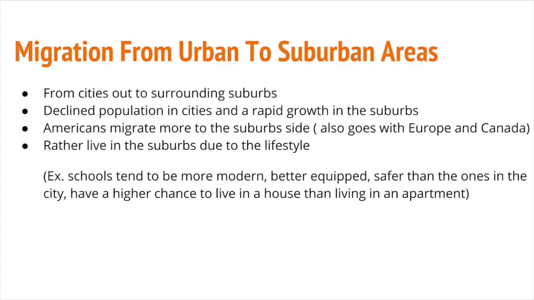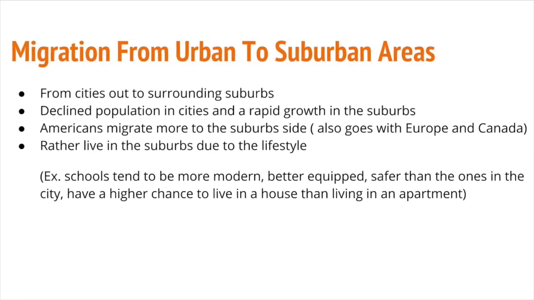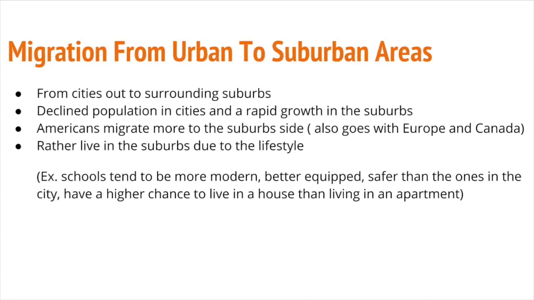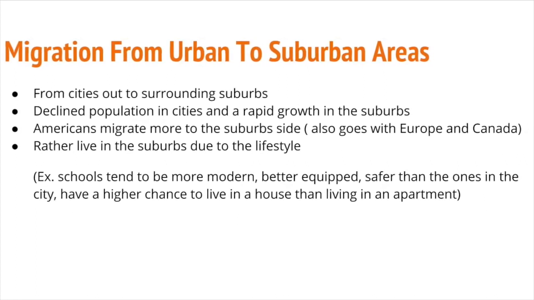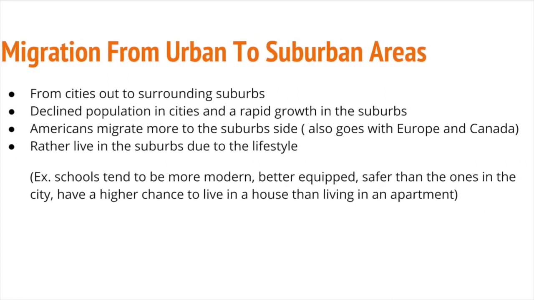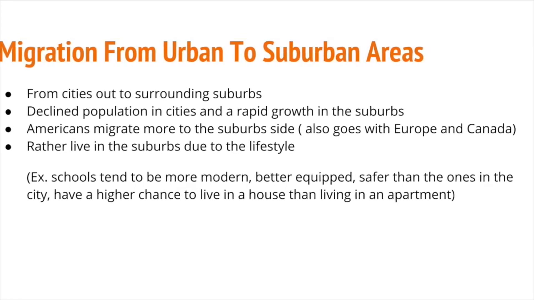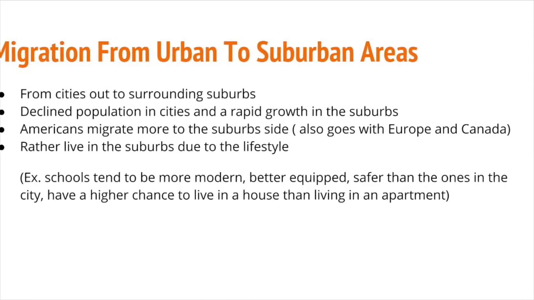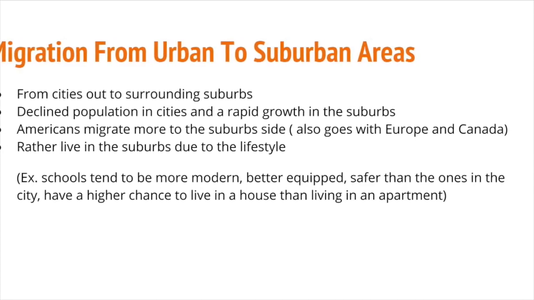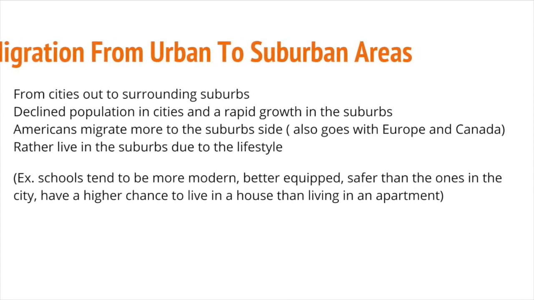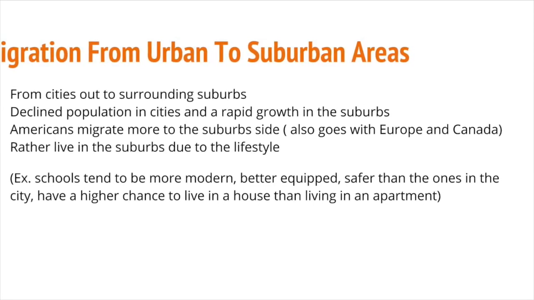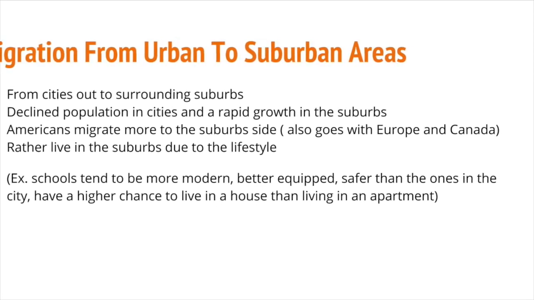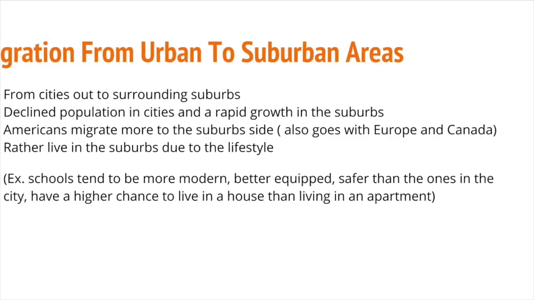In the 20th century, most cities in developed countries were declining in population as suburb areas were increasing in population. Americans were migrating from cities to suburbs each year, and these patterns were also comparable to Europe and Canada. People were making the choices to live in the suburban area because of the lifestyle they can have. They won't have to be living in an apartment where it's crowded, but have their own house and yard where their kids can play safely.